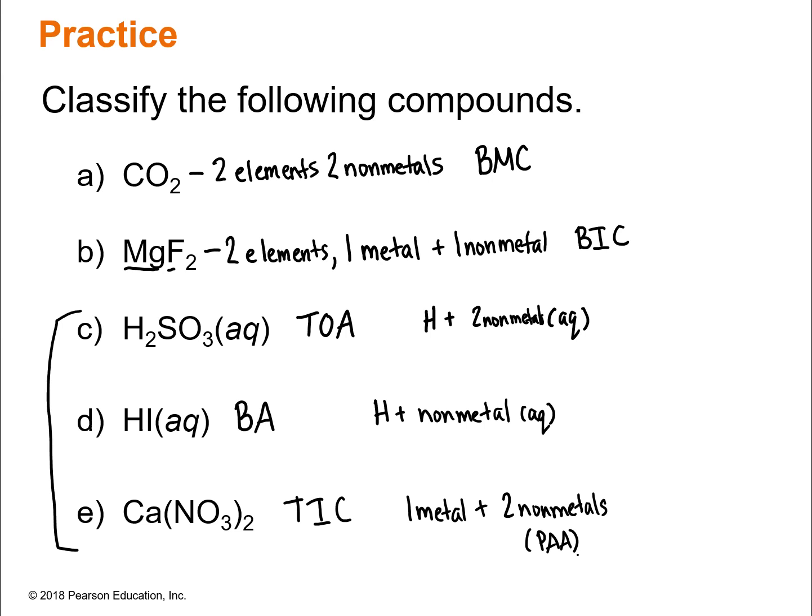So if you didn't get those, it just takes practice. So you're going to want to commit to memory the different compound types, the classes, and what they're made of. So binary molecular has two nonmetals. Binary ionic has one metal, one nonmetal. You're going to need to know that so that you can classify. Any questions so far, or are we good to move on?